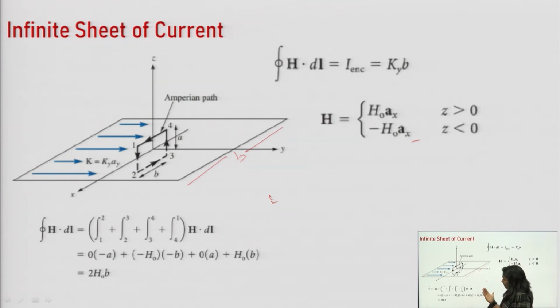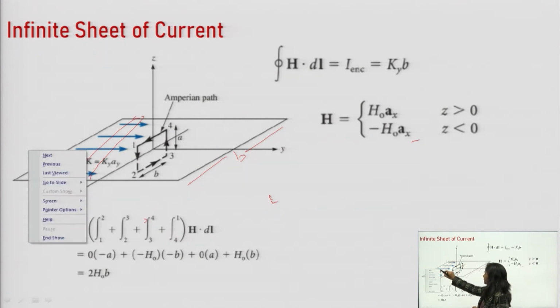Further, if we apply the right hand thumb rule in order to find the direction of the magnetic field intensity, the direction of current is towards the y axis, and then the thumb will give the direction of H. We can see that H is towards the positive x axis and towards the negative x axis, because of the current. The direction of H will be like this.